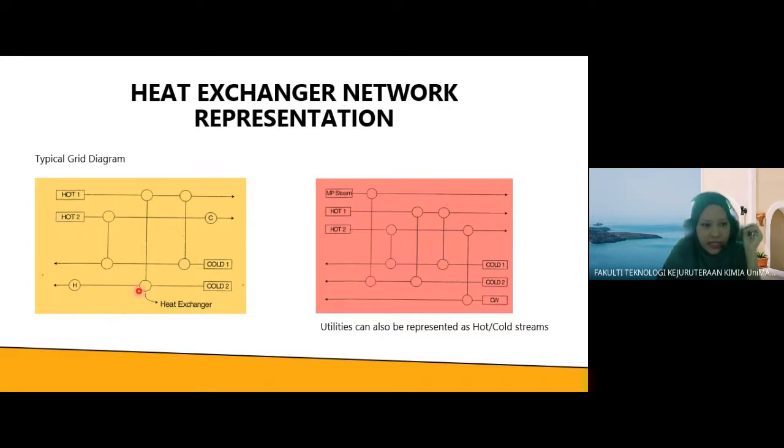Sorry, this is MP steam exchanging with cold 2. So this is the one, right? Sorry, cold 2. Heater, this one heater, okay? And then cooler exchanges the heat from cooling water to hot stream number 2. This one, okay? So both can be used, alright?